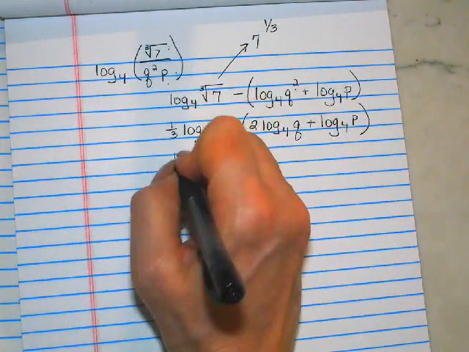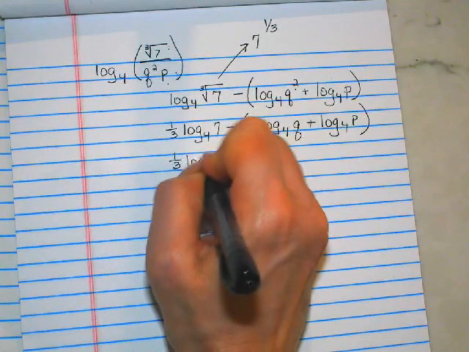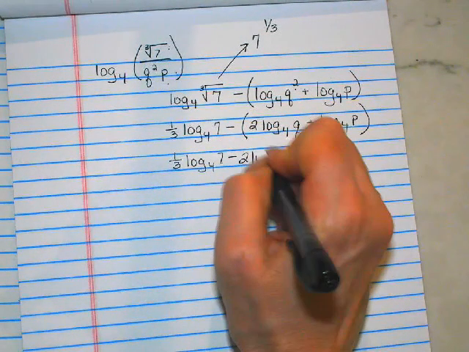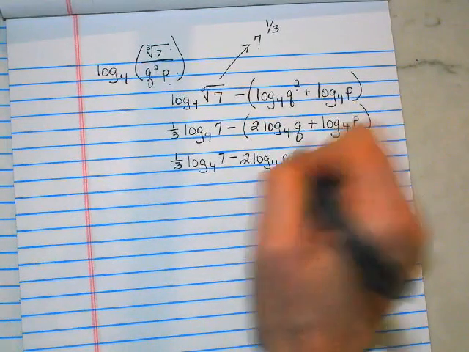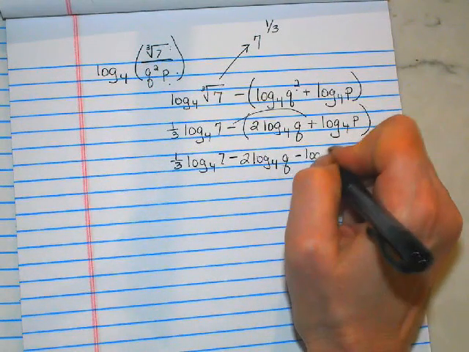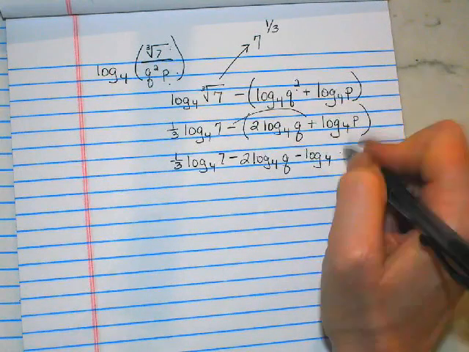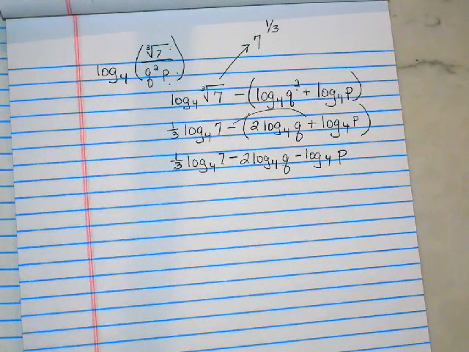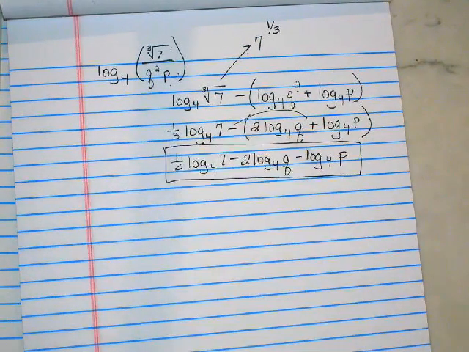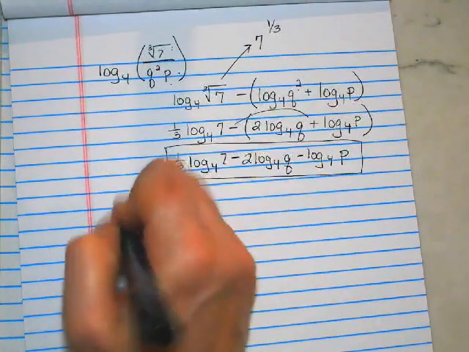Now I don't want to have parentheses in this, so I'm just going to distribute. This is your basic distributing property. 1/3 log base 4 of 7 minus 2 log base 4 of q. When I distribute it here, minus log base 4 of p. And this is your final answer.